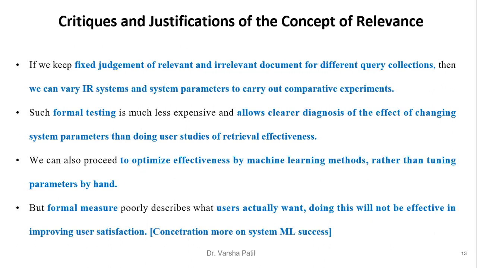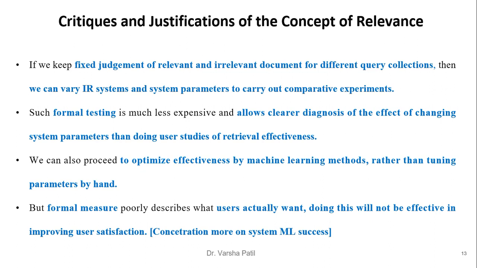So once that system is ready, when we design a new IR system, we can run that IR system using those queries, and we can check whether our system is working or not. At the same time we can also change the system parameters to carry out comparative experiments. Such formal testing is much less expensive and allows clear diagnosis of the effect of changing the system parameters than doing user studies of retrieval effectiveness.